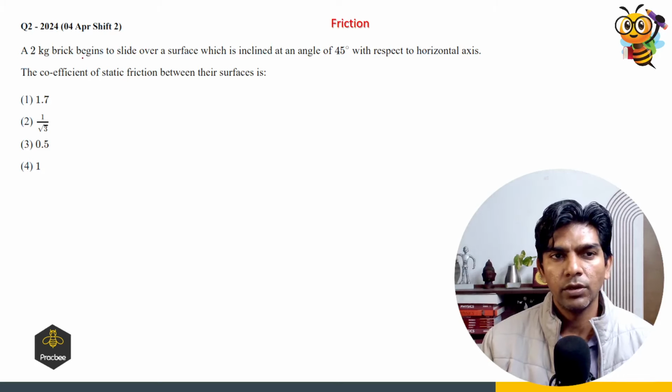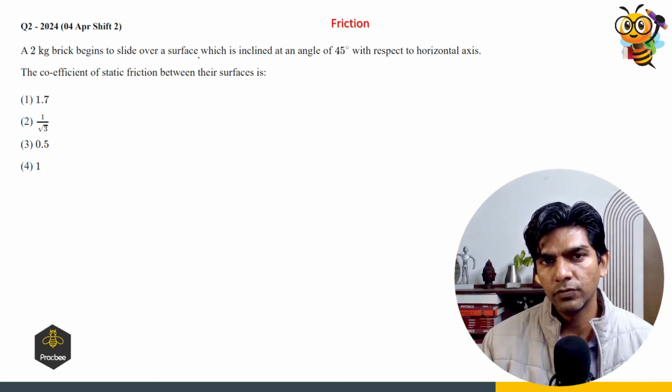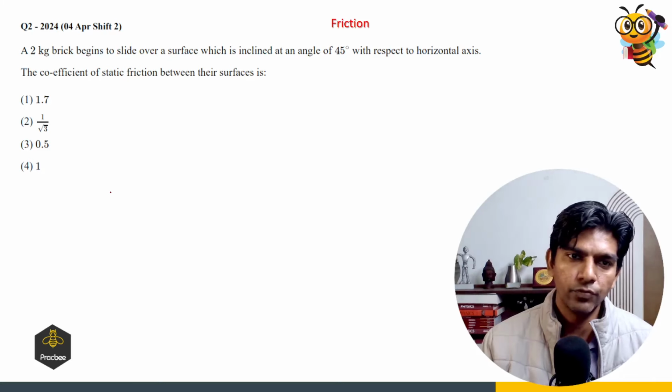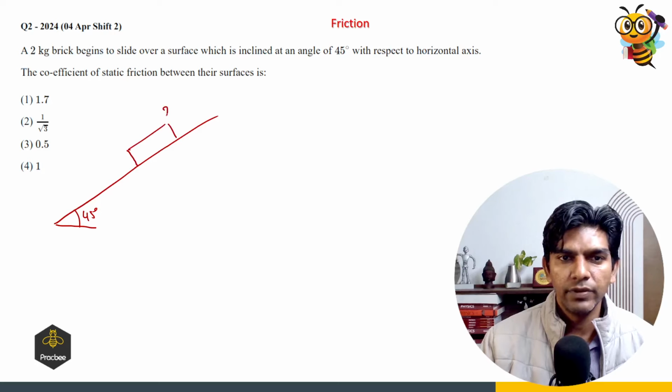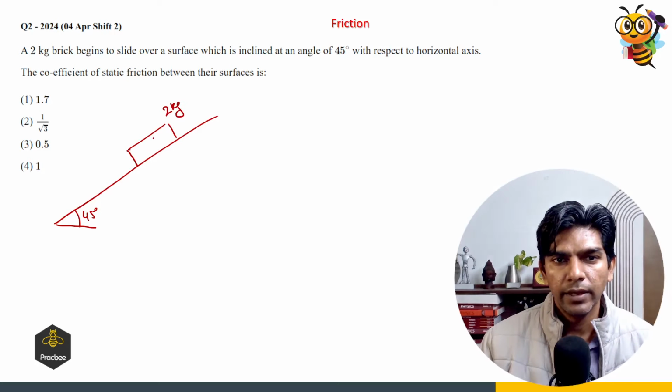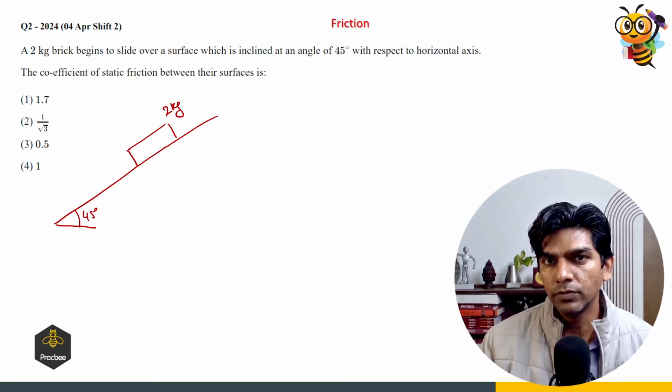A 2 kg brick begins to slide over a surface which is inclined at an angle of 45 degrees with respect to the horizontal. The coefficient of static friction between the surface is... So it is saying this angle is 45 degrees and there is a brick which is having a mass of 2 kilograms and it begins to slide. It means the friction will be limiting.